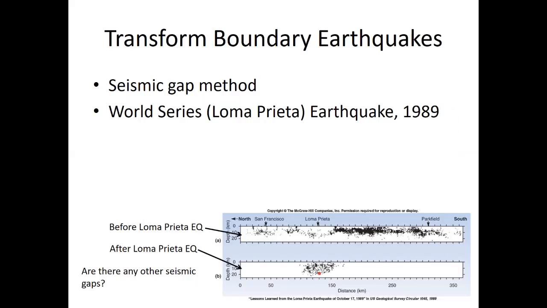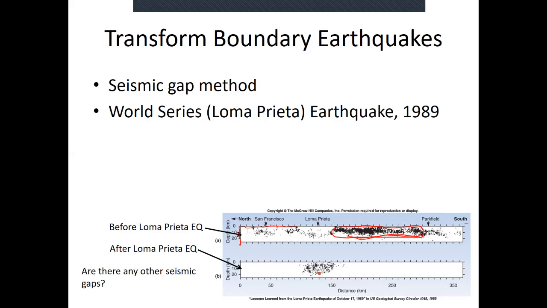We can also apply the seismic gap method to transform plate boundaries. So this is the San Andreas fault. So this is actually the fault plane, right? This is depth, this is the surface. You can see different cities in California. So this segment of the fault, all these black dots are earthquakes. There's many earthquakes. So that means that this segment of the fault is rupturing very often.